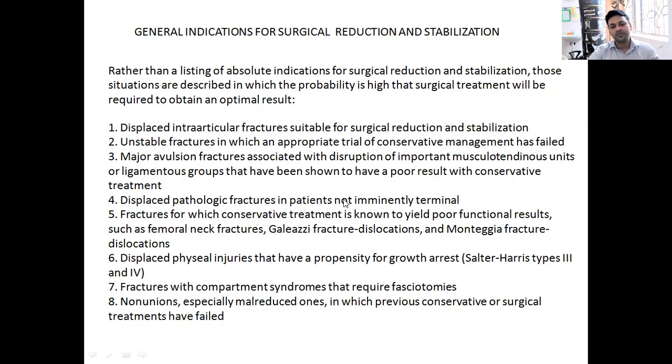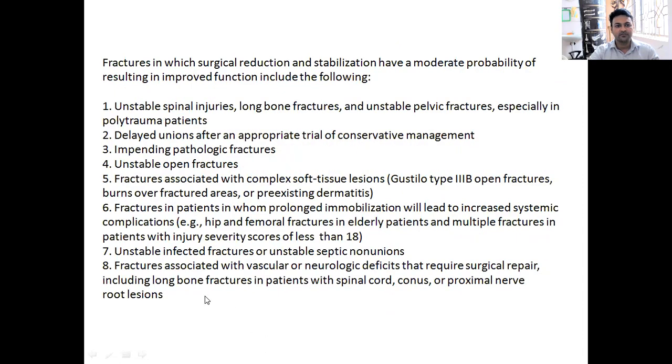Displaced pathological fractures in patients not imminently terminal. Fractures for which conservative treatment is known to yield poor functional results, such as femoral neck fractures, Galeazzi fracture dislocation, and Monteggia fracture dislocation. Displaced physeal injuries that have a propensity for growth arrest, that is Salter type 3 and 4. Fractures with compartment syndrome that require fasciotomies. Non-union, especially malreduced ones, in which the previous conservative surgical treatments have failed.